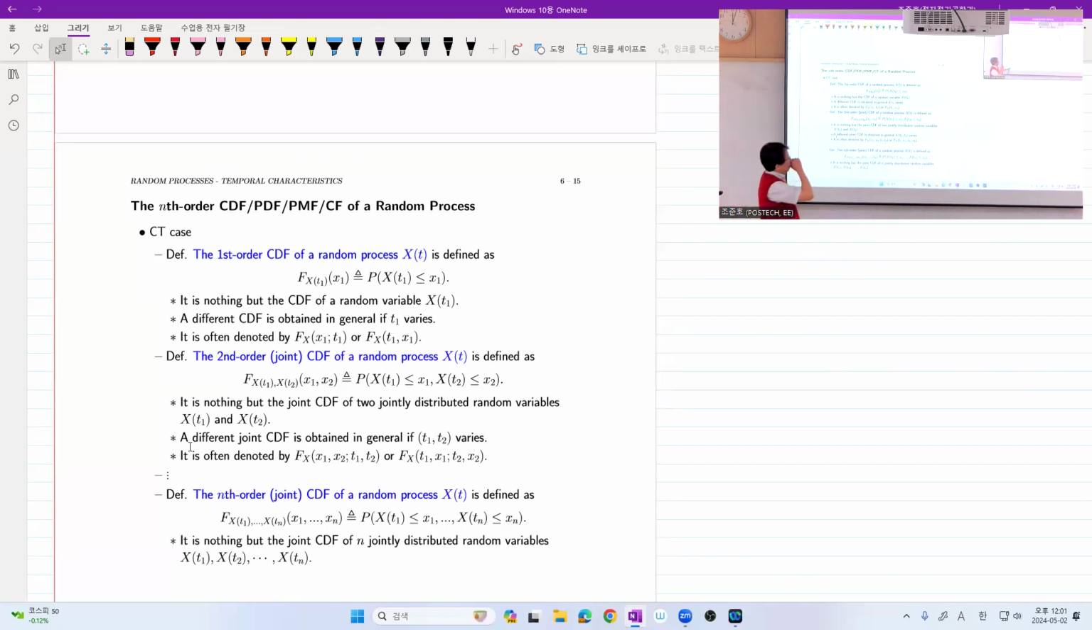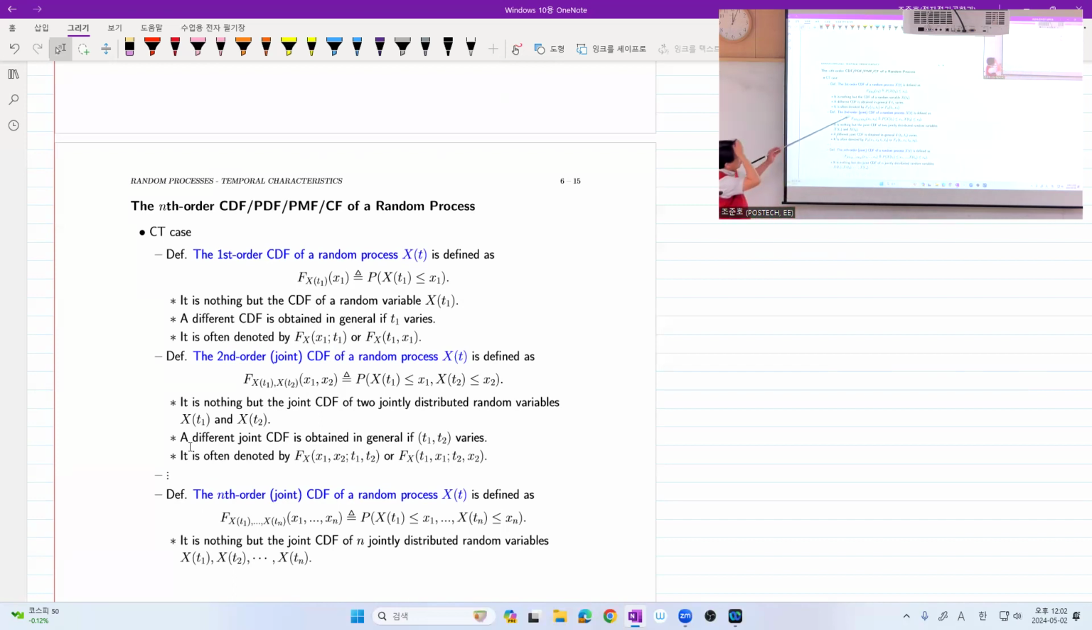Now, the question: what if you change T1? In general, this CDF changes. So in your first step, in Kolmogorov's extension theorem, you choose capital N equals 1, right? Now, how many one-dimensional CDFs do you need to specify for full characterization of a random process, especially a continuous-time random process? Because you have to change T, and T can be uncountably infinite. Actually, you need an uncountably infinite number of first-order CDFs. Not good news, right?